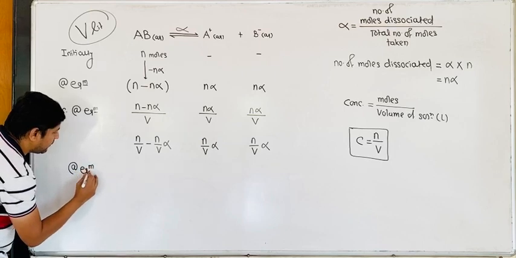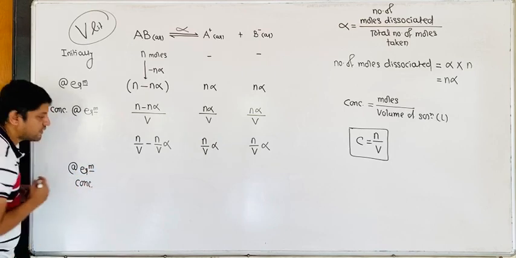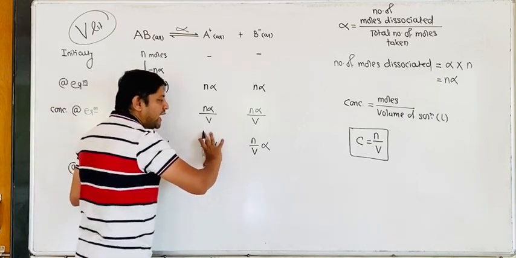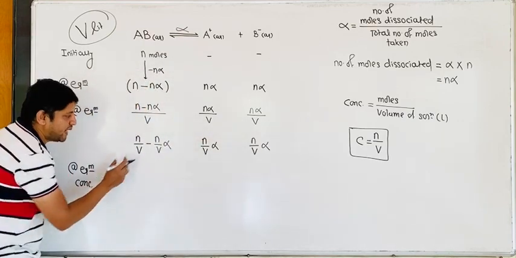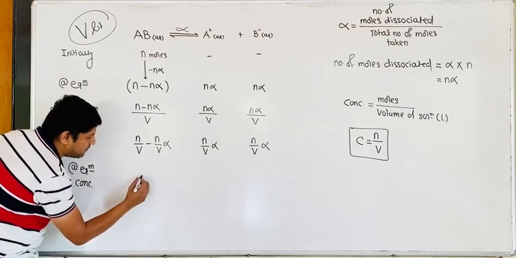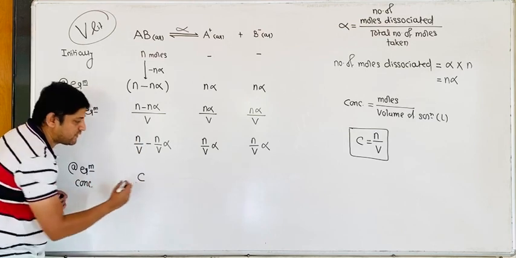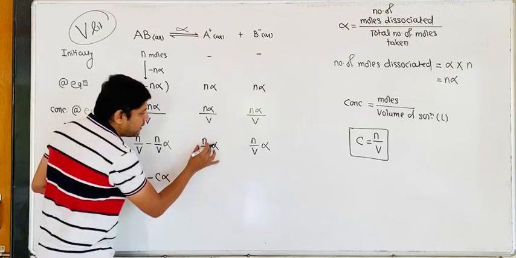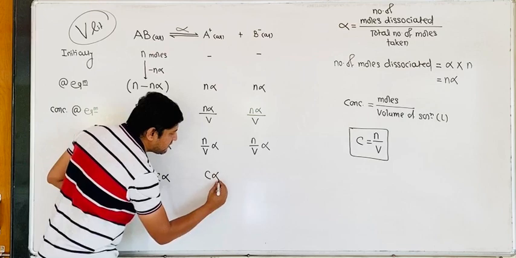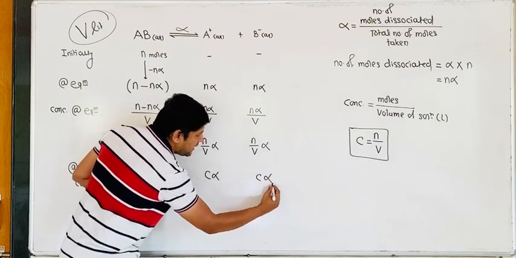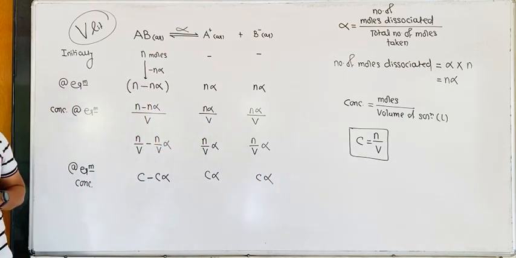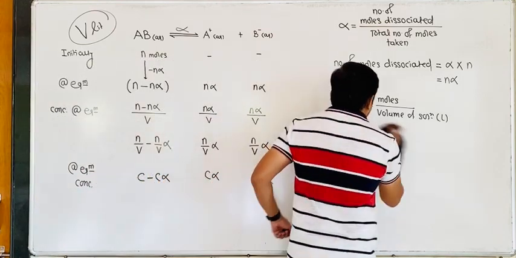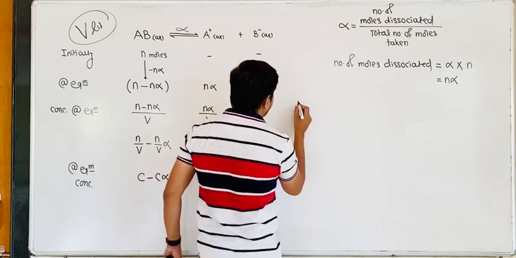So if C is the initial concentration of electrolyte AB, at equilibrium the concentrations of undissociated electrolyte AB and A plus and B minus ions can be represented as n by V minus n by V into alpha, meaning initial concentration C minus C alpha. And n by V into alpha represents concentration C alpha, C alpha.